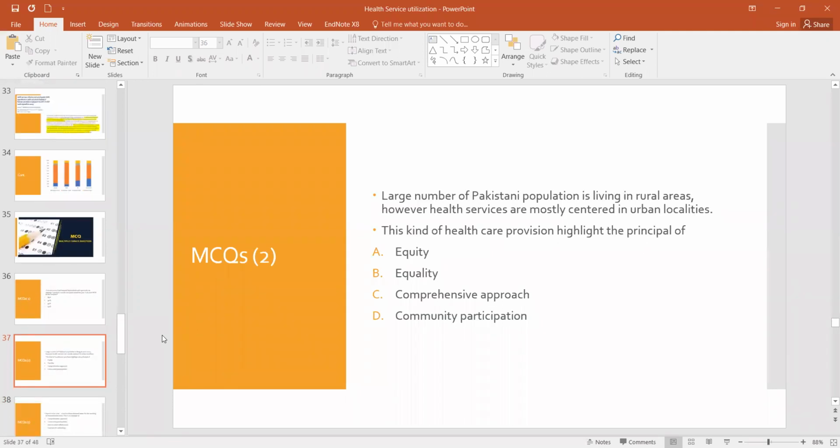A large number of the Pakistani population is living in rural areas. However, health services are mostly centered in urban localities. This kind of healthcare provision highlights the principle of equity, equality, comprehensive approach, or community participation. A is the right answer, equity.